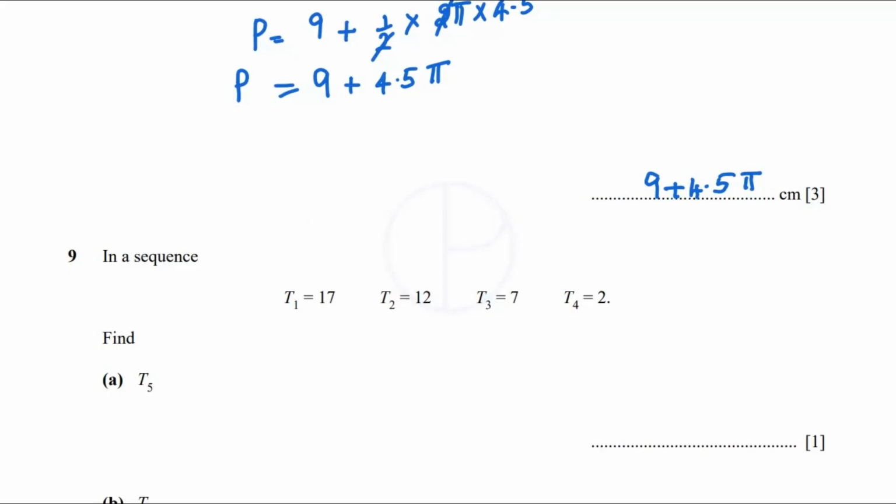Next, in a sequence, T1 is 17, T2 is 12, T3 is 7, T4 is 2. Find T5. What's the difference between T1 and T2? Minus 5. And here also minus 5. So here too minus 5. So the next, T5, the difference between T4 and T5 is also minus 5. So 2 minus 5 will be minus 3.